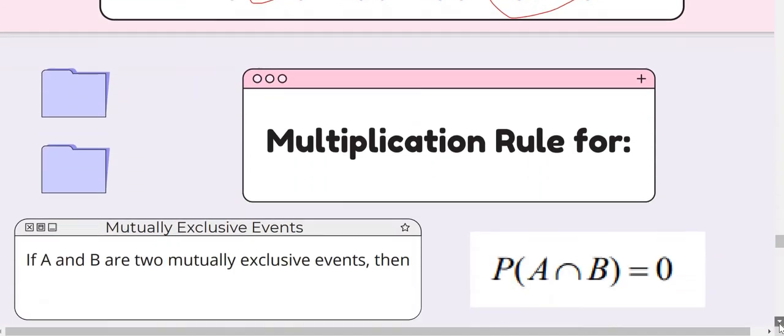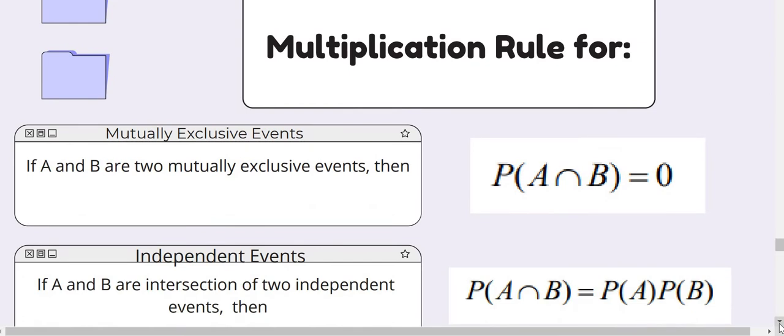Alright, so now we go to the multiplication rule first. For the multiplication rule, we have two kinds of events here. If you still remember, we have mutually exclusive events, and we also have independent events. So if A and B are mutually exclusive, then your equation for P of A intersect B is equal to 0. That's it. They have no given A, given B. Automatically it will be equal to 0. So if you have a question that involves mutually exclusive events, it will be simple. P of A intersect B will be 0.